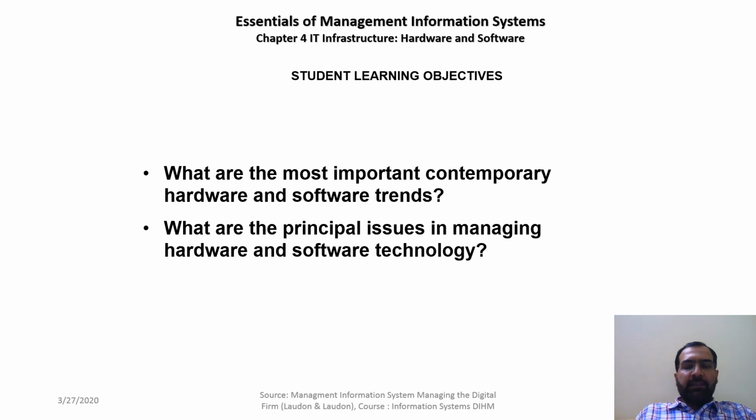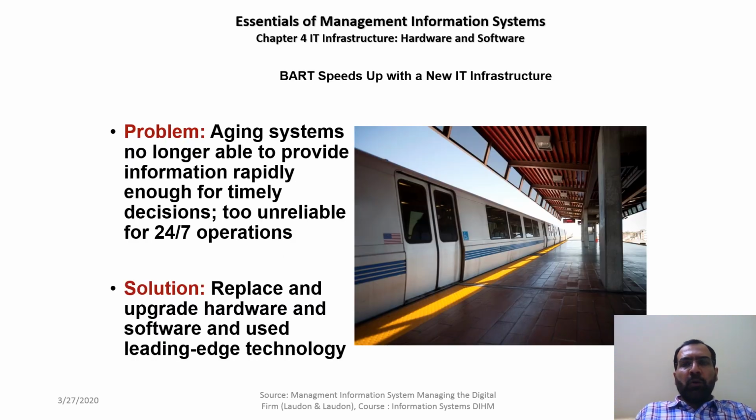hardware, applications, and software. So we will also discuss the principal issues in managing hardware and software technology, because managing information systems means managing the hardware and software as well. So we must have an understanding of how we will manage the software, how we will update it, how we'll introduce new ones, when integration is required, and all this stuff. So that is one case study which is discussed in this chapter. When you follow the chapter, please go through that.